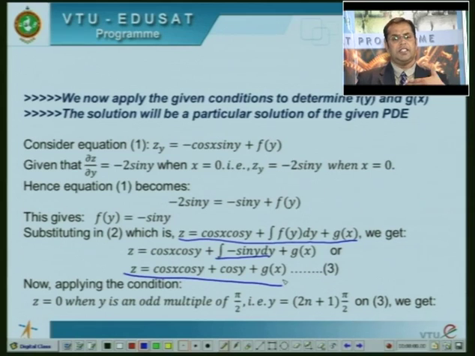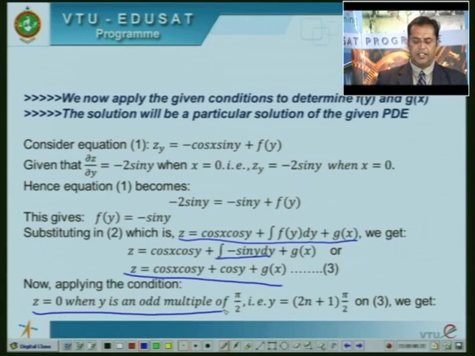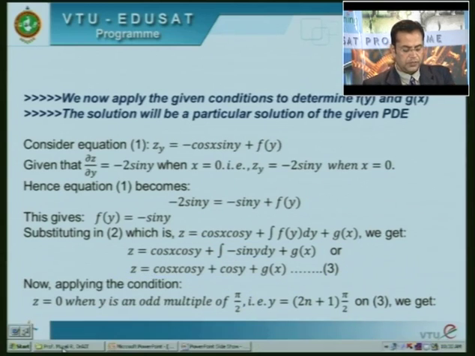So, what is the sequence? First, you obtain the solution. Then, apply the derivative condition, which was z_y, to obtain one of the functions. Substitute that function in the final solution and rewrite. Now, apply the other condition given. It is given that z is 0 when y is an odd multiple of pi by 2, or equivalently when y is (2n plus 1) into pi by 2. This condition is substituted in the solution obtained in equation 3. So, apply that condition.